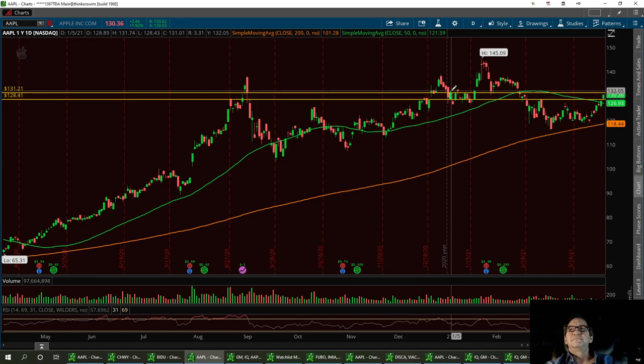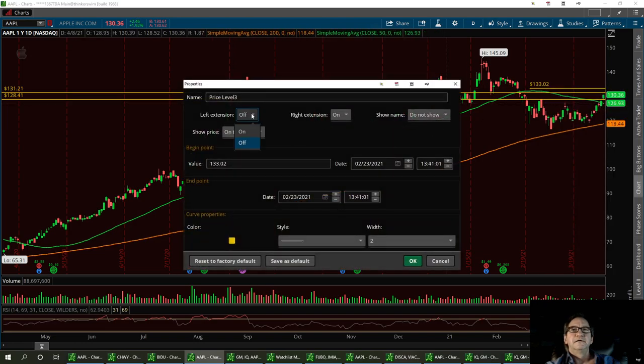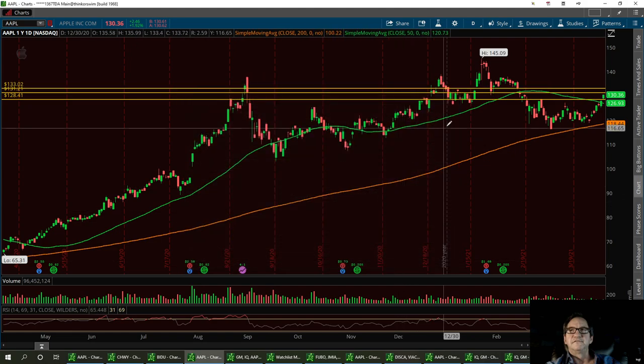So the resistance level we need to break is going to be at 131.21. And then we could take it up higher to the gap level, which would be this candle right in here, and that would be right around 133. Dang, I forgot to put that on default. Here we go again. Hit the default. At least you got to know how to do that.